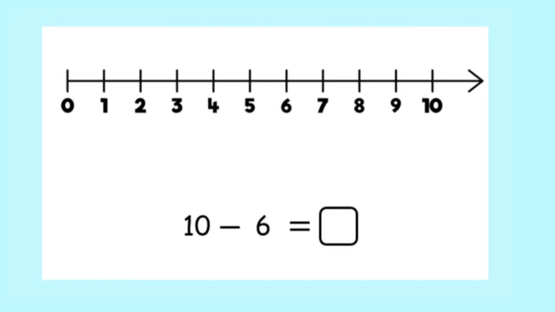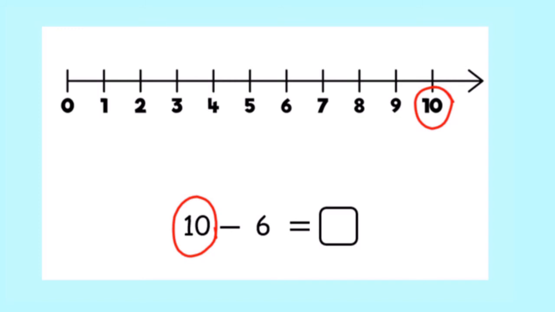Let's do one more together and then it will be your turn to have a go. So my number sentence is 10 subtract 6. Which number am I going to start on? Yeah, I start on the first number in my number sentence. So I'm going to start at number 10 on the number line. How many am I subtracting?